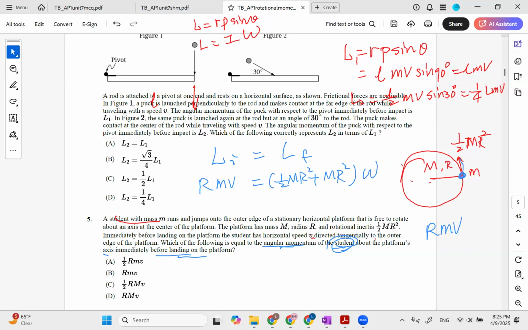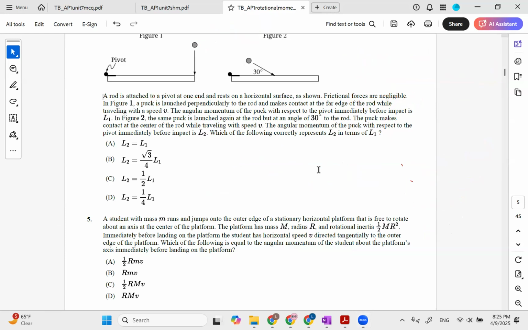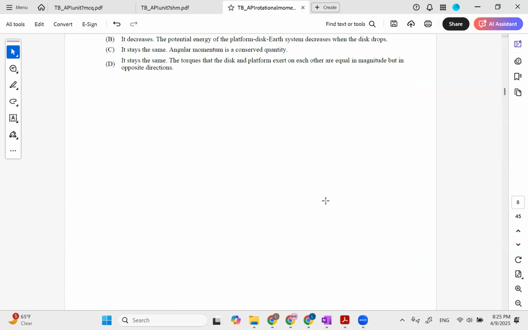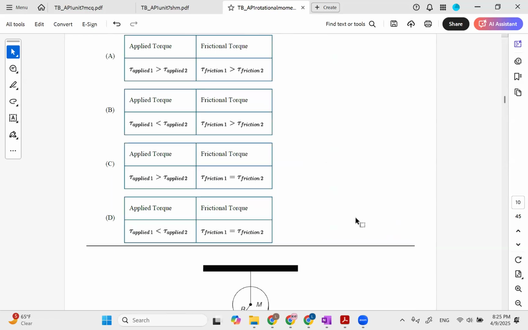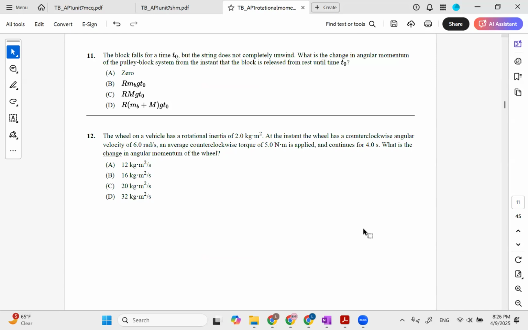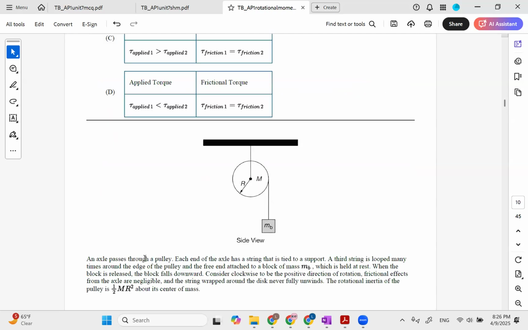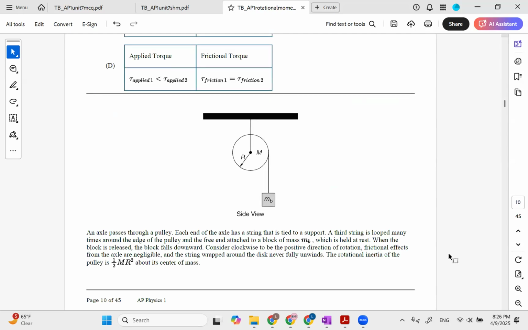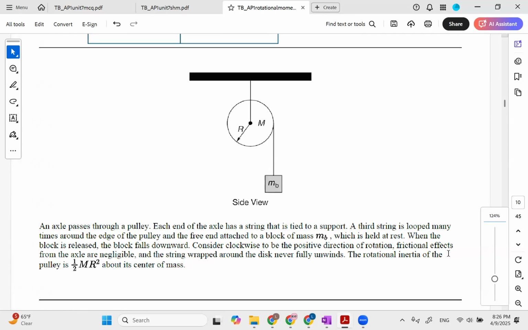Does it make sense? Go down. And then what other question? And then 11. So in this situation, right? The pulley situation, right? So read the question. I don't know if the others, do you get to this same question too?